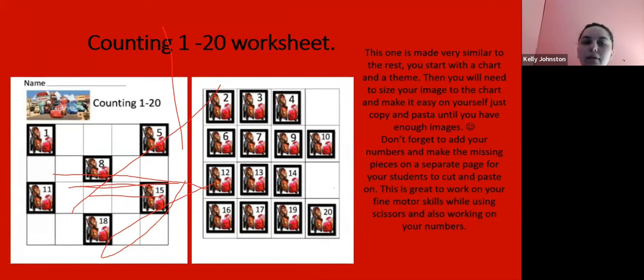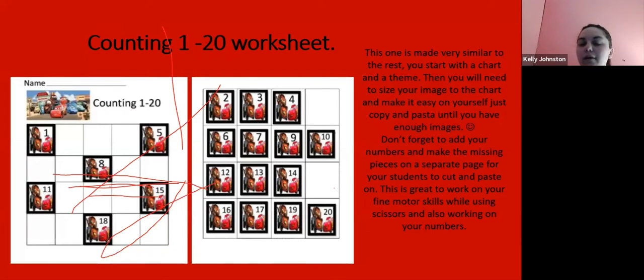So I sized the image that I needed once, and then I just duplicated it another 19 times, so we had 20 images total. I added clip art to each one to add the numbers, so 1 through 20 again, and then they have to insert the rest of the numbers. So I inserted 1, 5, 8, 11, 15, and 18, and they had to insert the rest of the numbers 1 through 20 to complete this.